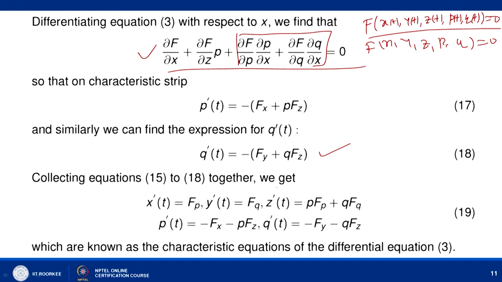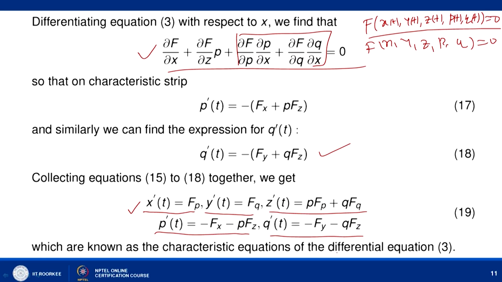So, it means that if we collect all these differential equations, then we have the 5 differential equations known as x dash t equal to f of p, y dash t equal to f of q, z dash t equal to p f p plus q f q, and p dash t equal to minus f x minus p f z, q dash t equal to minus f y minus q f z.